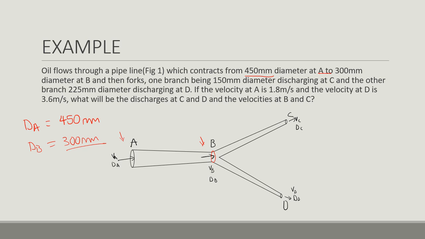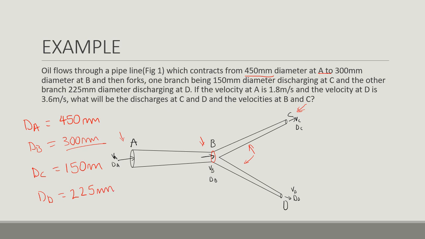So the diameter of this cross section is 300 millimeters at the end B, and then forks, one branch being 150 millimeter diameter discharging at C. This is point C. This is the fork that is formed. So it says that it is discharging at a diameter of 150 millimeter. So that means DC, which is the diameter of cross section C, is 150 millimeters. And the other branch is 225 millimeter diameter. So DD will be equal to 225 millimeters.